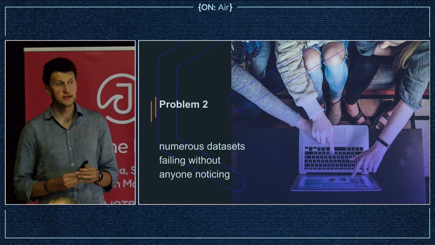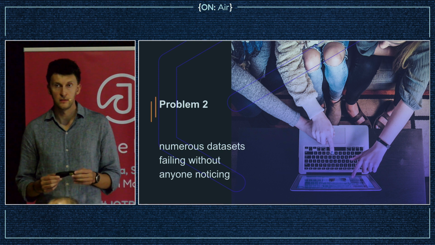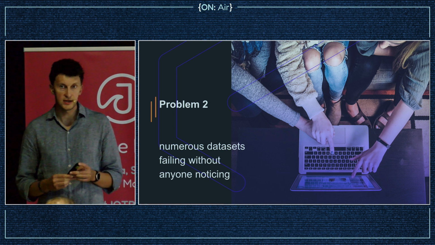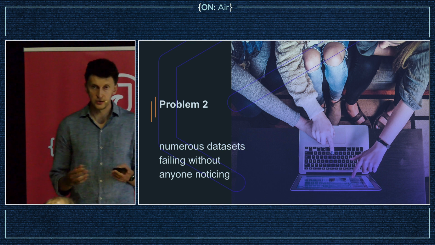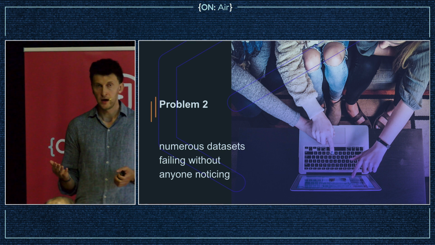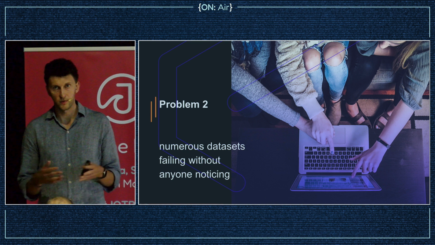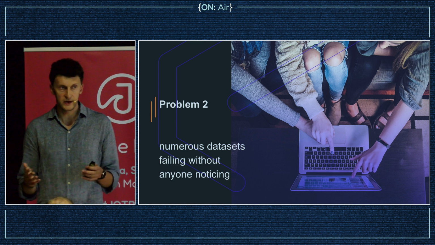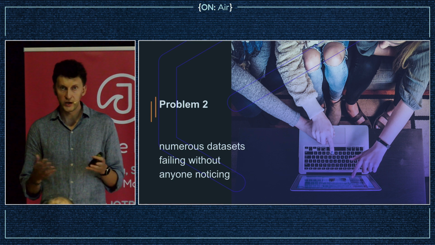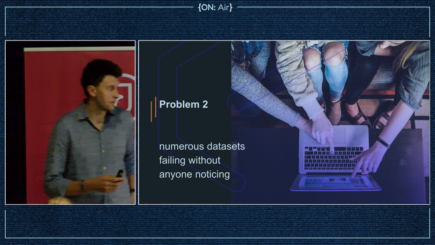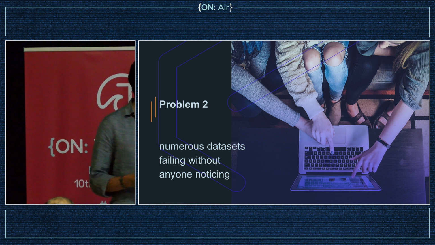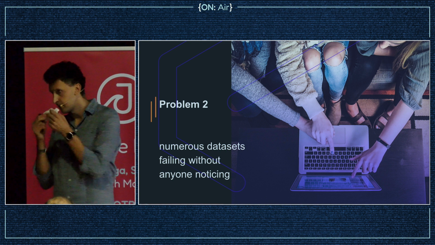And then let's talk about the second problem. Let's say you investigate some scheduling tool like Airflow, and you realize that 30, 50 pipelines have been failing for weeks now, and nobody notices. So how come that happened?